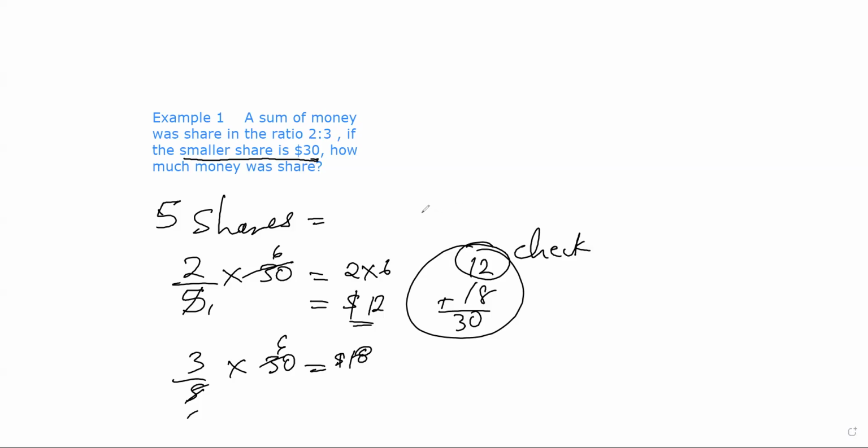Anyone else want to try? Yes, sir, Xavier. All right, give Xavier a chance, please. Go ahead, Xavier. Okay, sir. It says a sum of money was shared in the ratio of 2 to 3. If the smallest share is $30, how much money was shared? So, sir, the smallest share is 2. So then you say 2 into 30 goes 15 times.